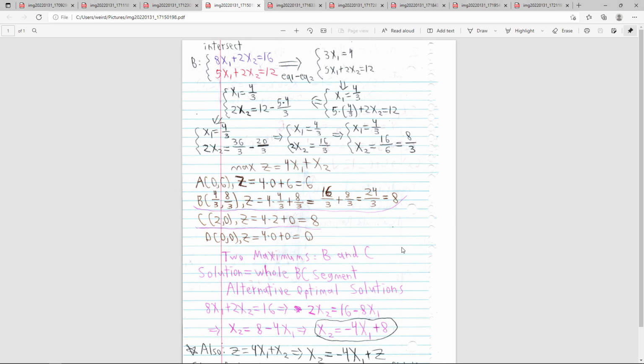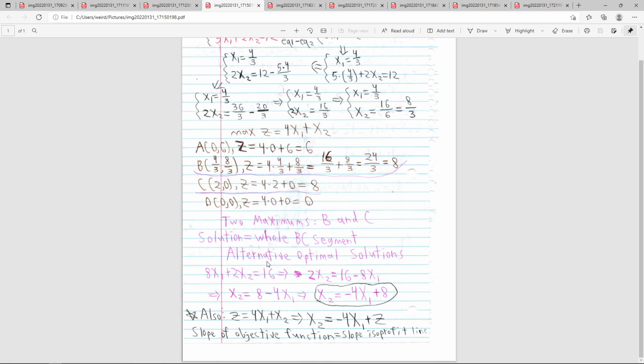So B and C are maximums, both give us the maximum solution, and according to theory, it's the corner points that give the maximum. There's no other points that'll give it. So of all the 4 points that we have, one of them will give us a maximum. So we got two maximums now. So the solution equals the whole BC segment, and that means the answer is alternative optimal solutions.